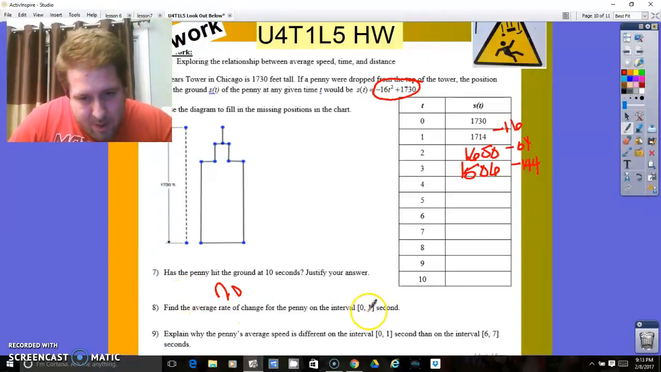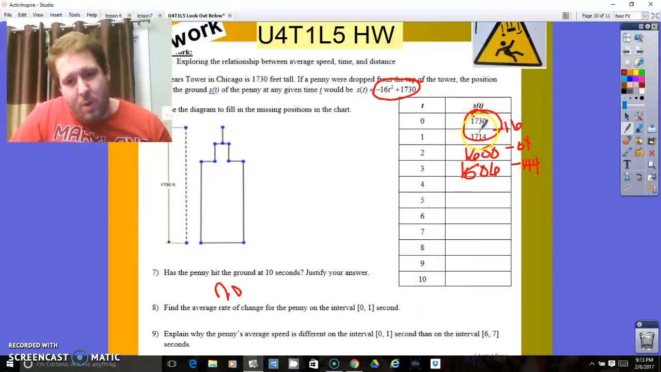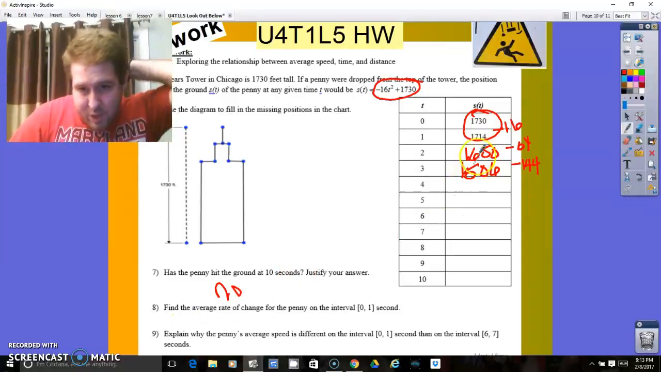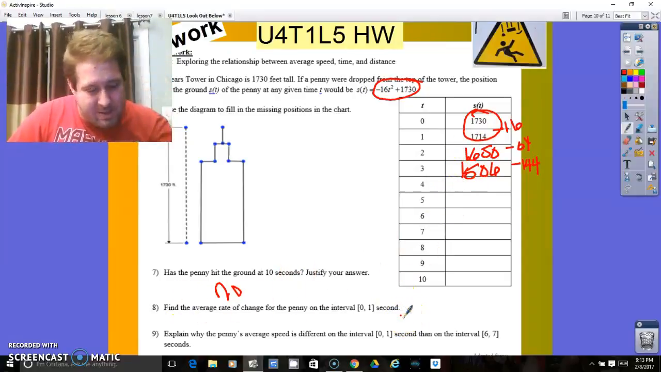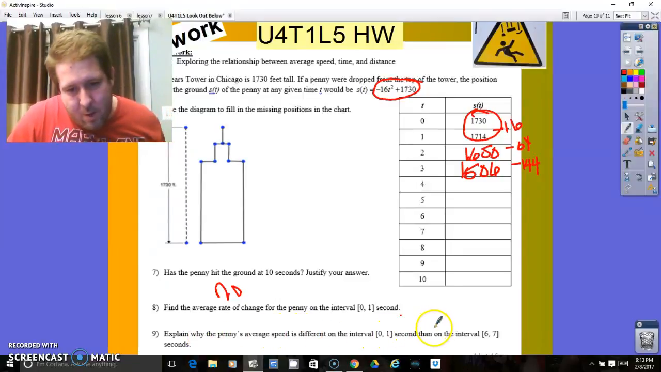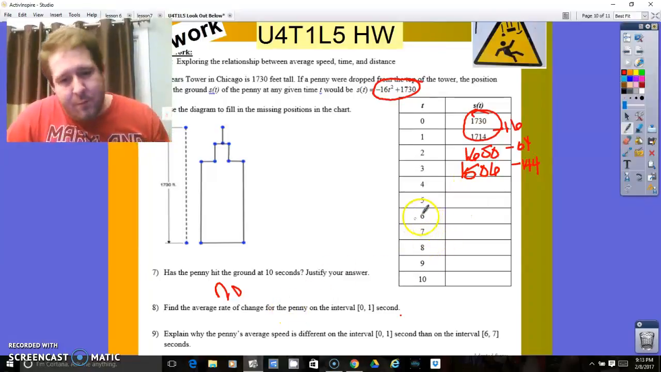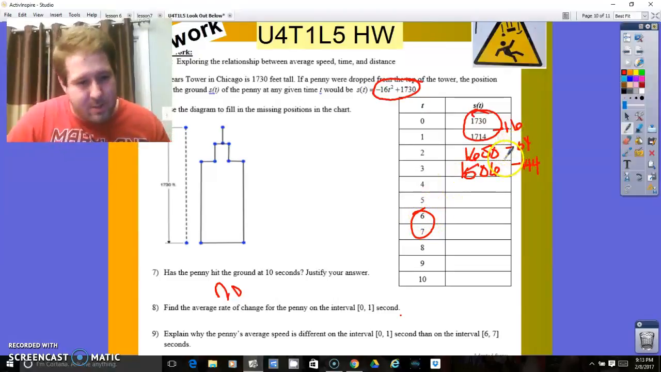Find the average rate of change of the penny from 0 to 1. Okay, so from here to here, it decreased by 16. So all I'd have to do is add the two up. Oh, I'm sorry, find the average rate of change. So it looks like it's decreasing by 16 per second. Explain why the penny's average speed is different from the interval 0 to 1 second than it is from 6 to 7. The reason why is because from 6 to 7, it's traveling faster. And if it's traveling faster, then it's going to be decreasing by more. So that's the reason why it has a rate of change that's greater than 16.